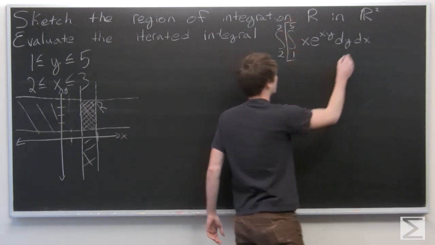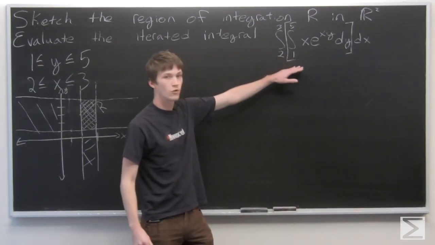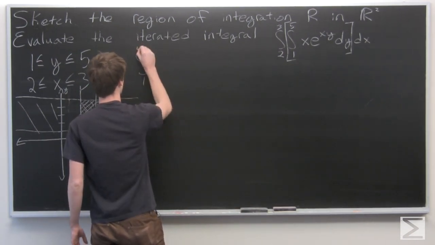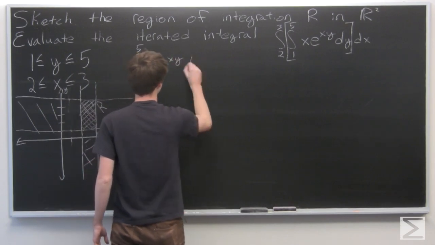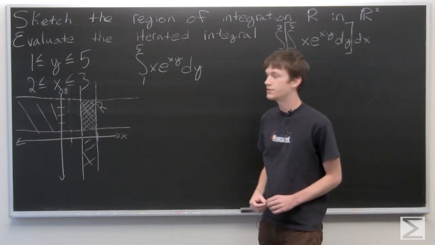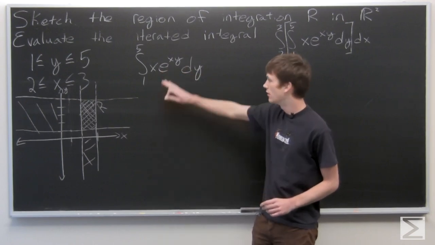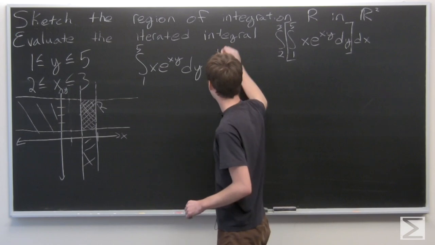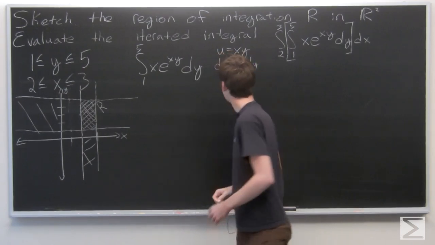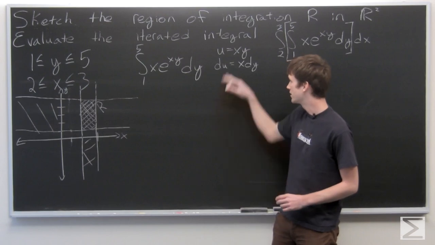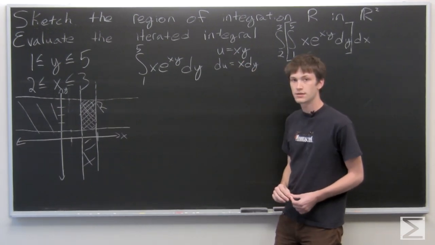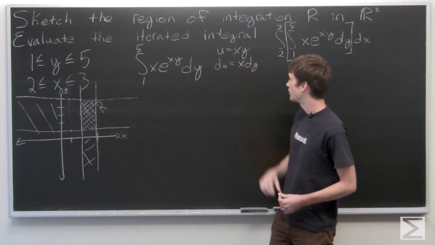So we'll do that by first calculating the integral from 1 to 5 of x e to the xy dy. So we can go ahead and write that. So here we have the integral, and it looks like a good problem for u substitution because we're integrating with respect to y. All of our x's are held constant. So if we let u equal x times y, then du is x dy, since x is a constant and we're differentiating with respect to y.